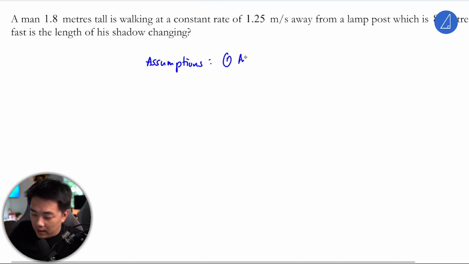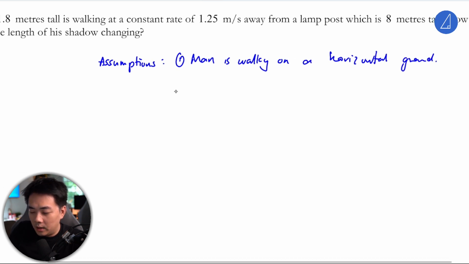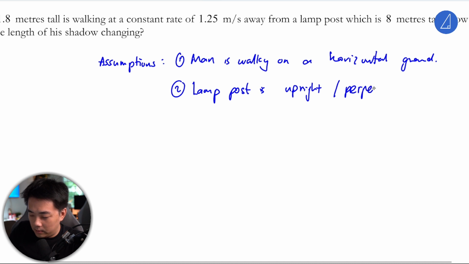First of all, the man is walking on horizontal ground. If this assumption is not made, we would need a lot more trigonometry to solve it. The other assumption is that the lamppost is upright with respect to the ground, or perpendicular to the ground. Now let's try and understand the question here.